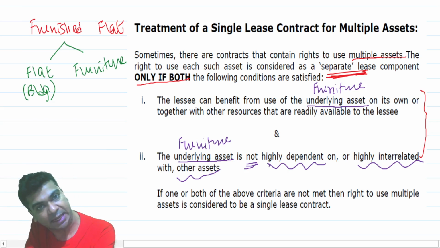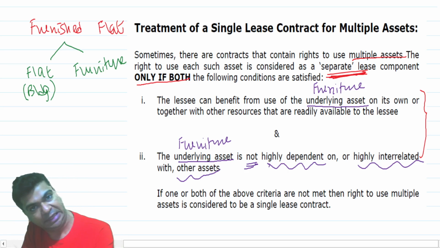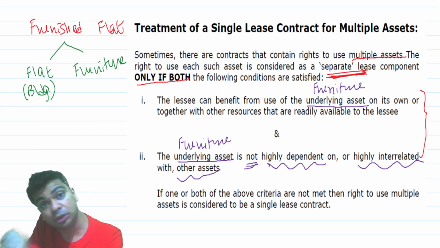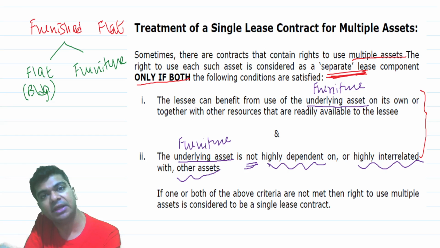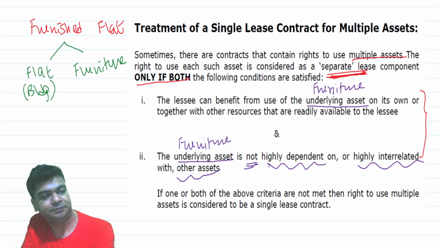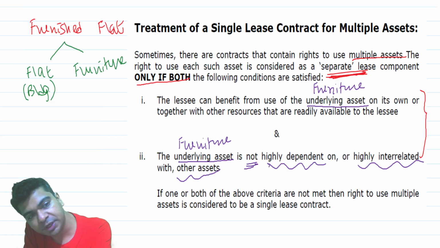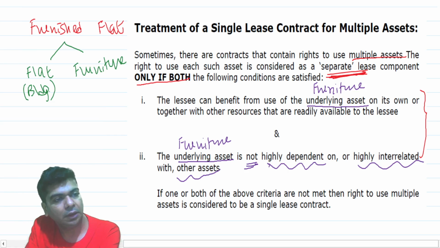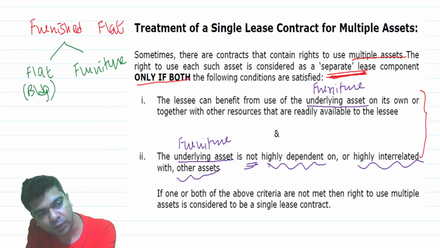So one can say that we will not carry out a separation. I will consider the furnished flat, although it is having two assets, I will consider it as a single, right? I'll consider it as a single lease contract. But let us put it in this way. Let us say it is something in this way.